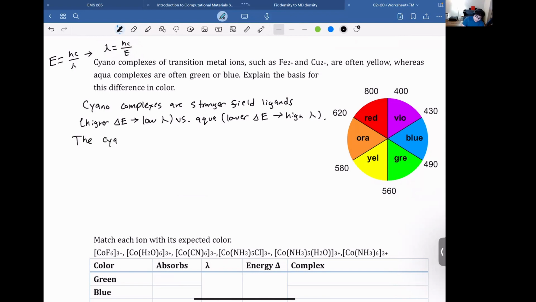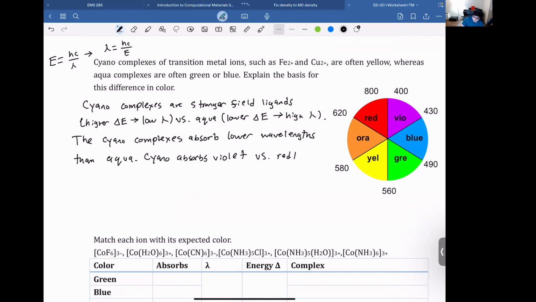Then we say the cyano complexes absorb lower wavelengths because of the higher gap in energy. Then aqua complexes. So we see that cyano absorbs violet versus red and orange for aqua.